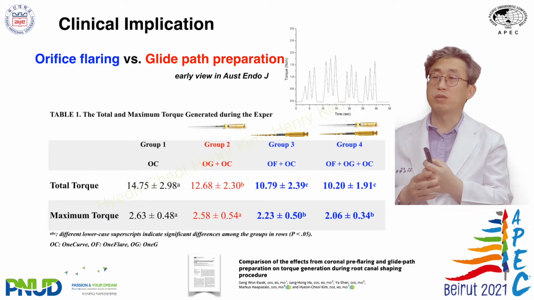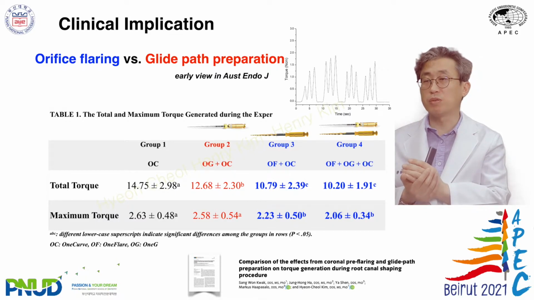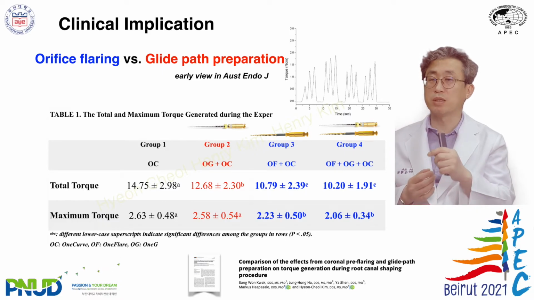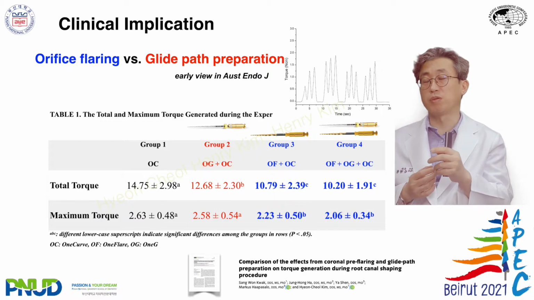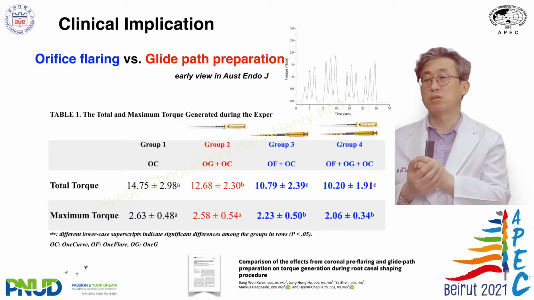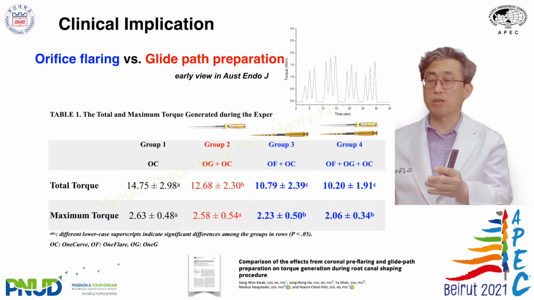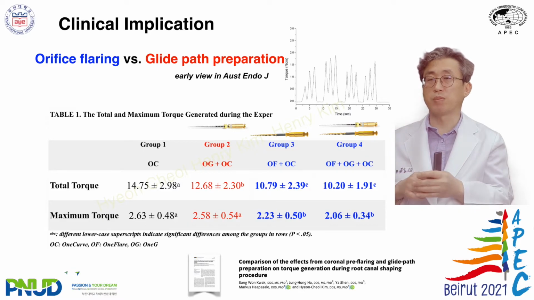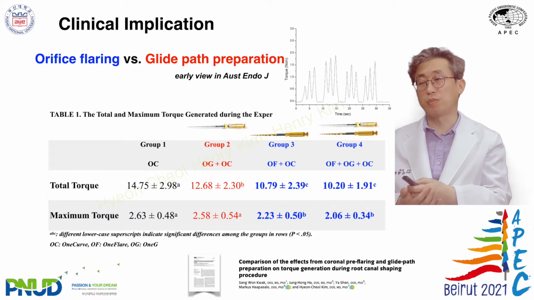The results show that both of the orifice flaring and glide path preparation, of course, reduced the torque generation during the canal shaping, but the orifice flaring has a significantly larger effect than the glide path preparation to reduce the stresses. So we can say it is much more important to make proper radicular access with coronal flaring than glide path preparation to reduce potential torsional fracture of the shaping instrument.